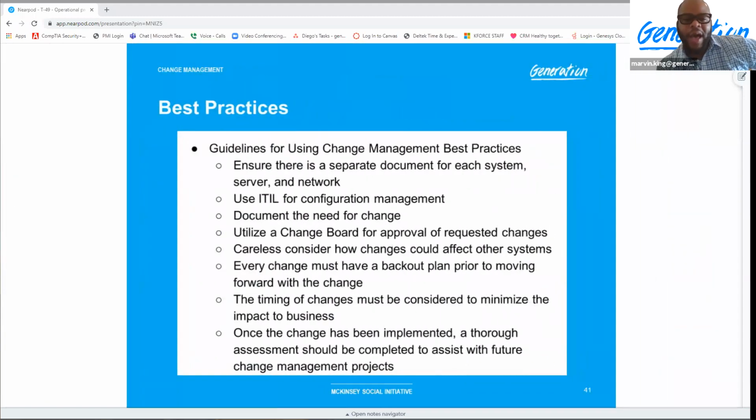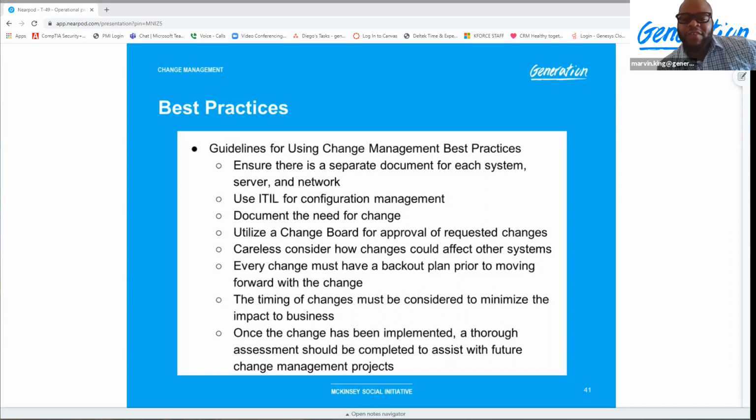I'm going to go through this really quickly. Best practices continued. Guidelines for using change management best practices. Ensure that there's a separate document for each system. We talked about that. Each system, server, or network has its own documentation. You're using ITIL for configuration management. Document the need for change. Utilize the change board for approval of changes.